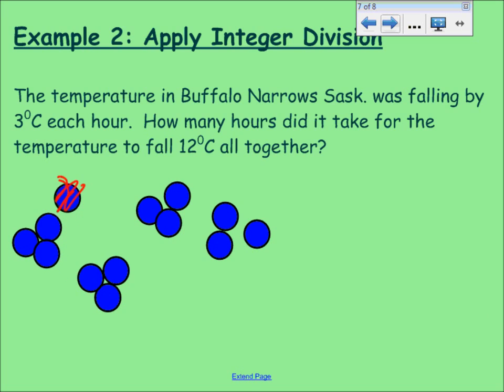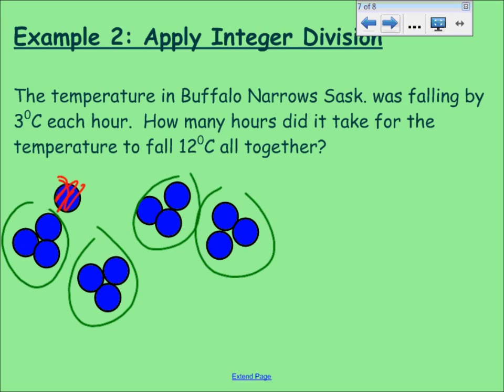So out of those groups, we've got 1 group, 2 groups, 3 groups, and 4 groups. That means negative 12 divided by negative 3 equals 4 groups.